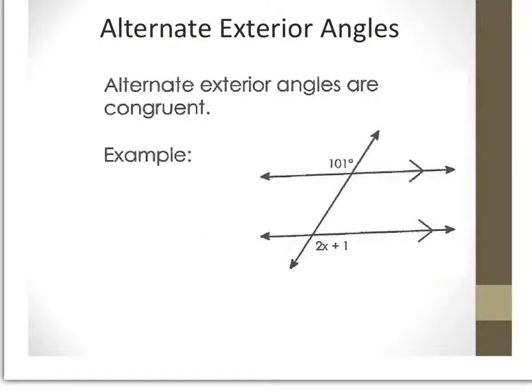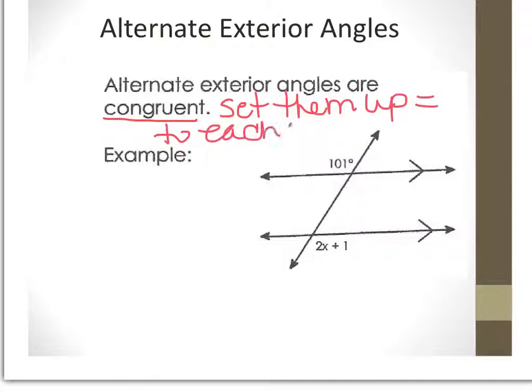And just like our alternate interior angles, our alternate exterior angles are also congruent to each other. So that means, again, we set them up equal to each other. And you say, well, this is easy. Why are you setting them up equal to each other? Why don't you just say that 2x plus 1 equals 101 degrees?